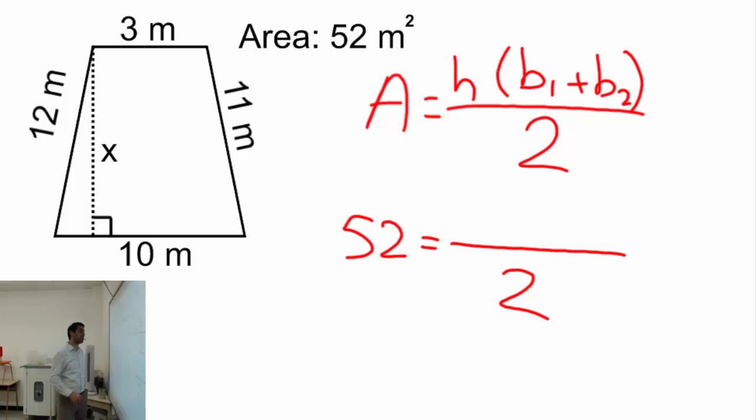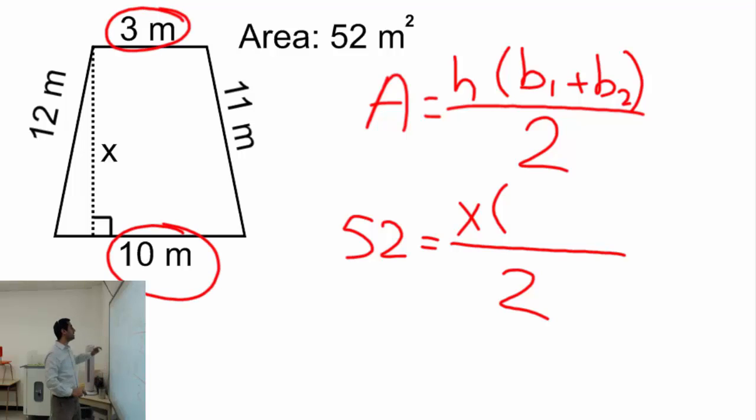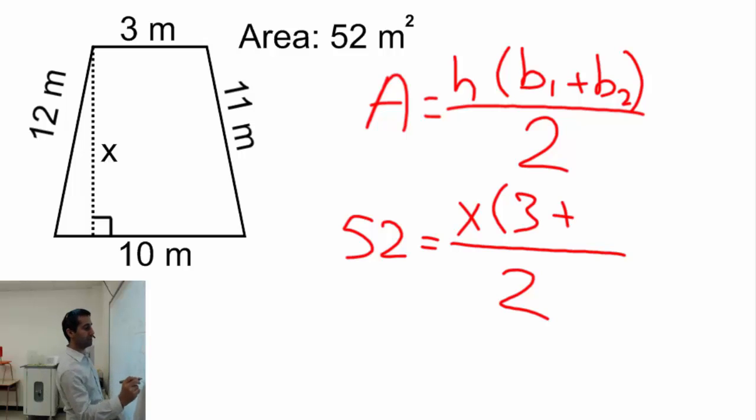H is the one the question is asking, which is X. So let's go ahead and write that down. X, open the bracket. B1 is right here, 3, B2 is right here, 10. Let's place those numbers here.